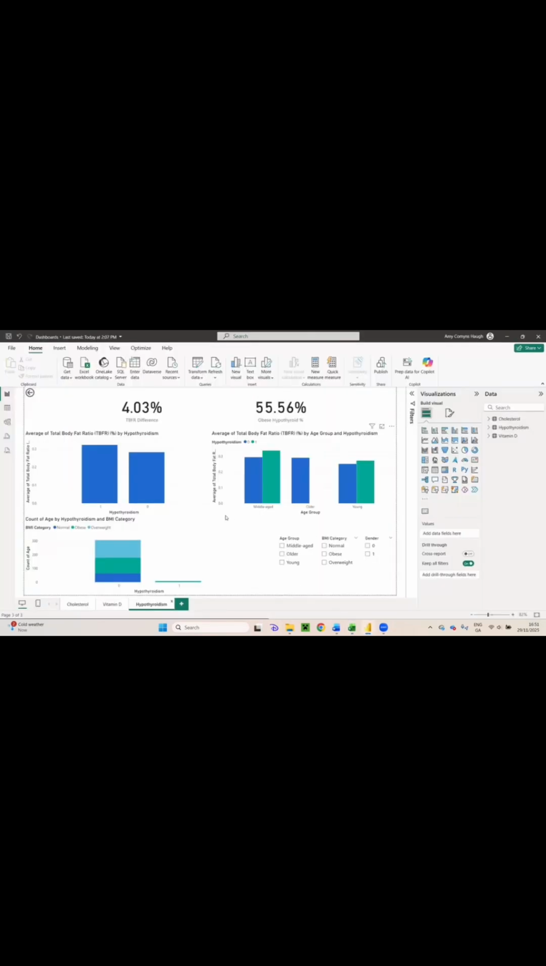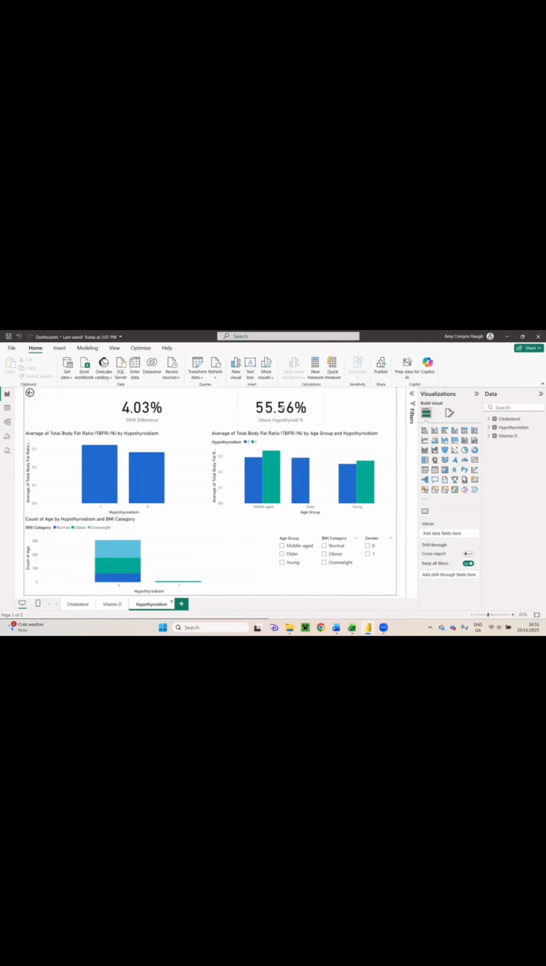On this dashboard, I have two KPIs. There's the body fat difference: people with hyperthyroidism have a 4.03% higher average total body fat ratio compared to those without, and 55.56% of the patients with hyperthyroidism fall into the obese category. So next are my charts.